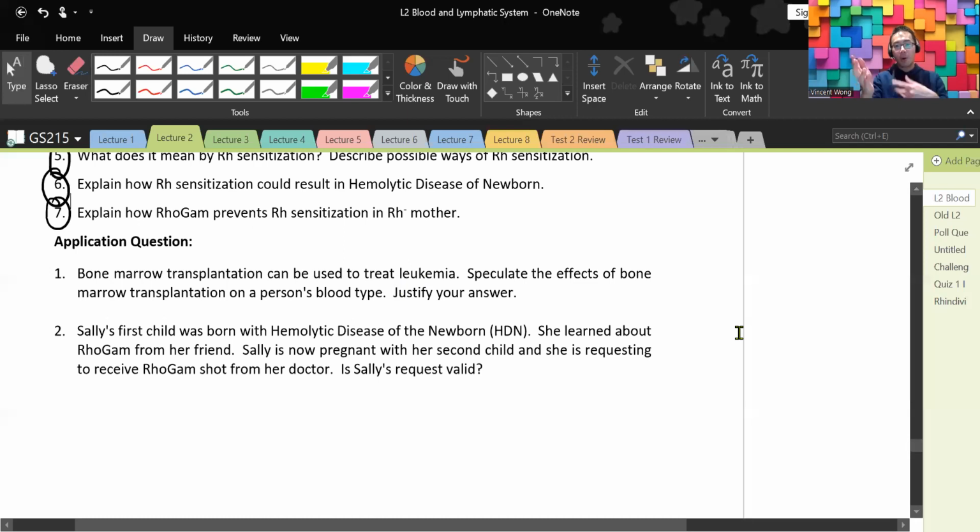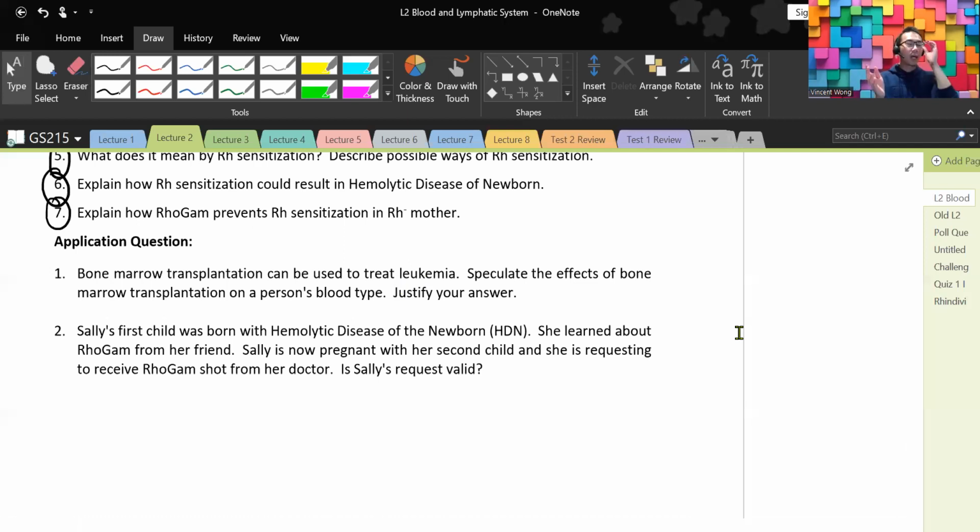So you know, the bone marrow is where all the blood cells came from, right? Remember the big word? The hematopoiesis, right? That's the process of creating new blood cells, and all your blood cells came from the bone marrow. And leukemia is basically uncontrolled division of white cells. And so by replacing the damaged, mutated bone marrow with healthy bone marrow, you can stop the leukemia. Okay, so when it comes to bone marrow transplantation, the blood type has to be compatible.